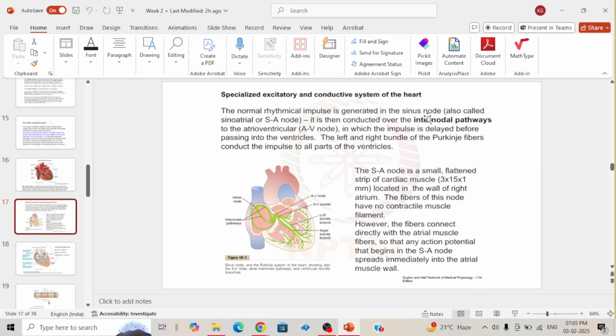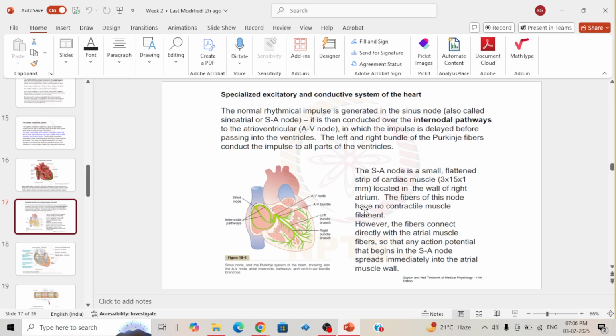So it is conducted over the internodal pathways to the AV node, in which the impulse is delayed before passing into the ventricles. The left and right bundle of Purkinje fibers conduct the impulse to all parts of the ventricle. So Purkinje fibers will take this action potential to all parts of the ventricles, leading to the contraction of the ventricles. The SA node is a small flattened strip of cardiac muscle located in the wall of the right atrium.